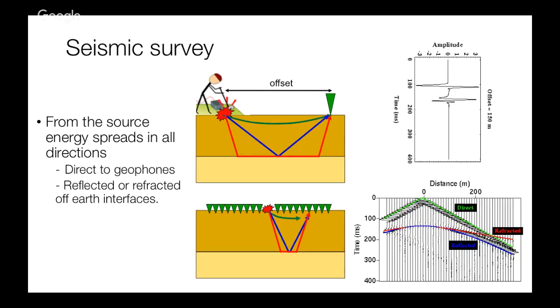So you have your source of some sort. And from your source, your energy is spreading out kind of spherically in all directions from that source point. Some of it's going directly to your geophones, like the green line there. Some of it's reflecting off of interfaces and coming back up to your receivers. And some of it could be refracting off of one of your interfaces.